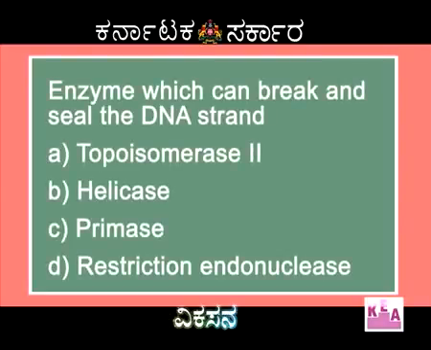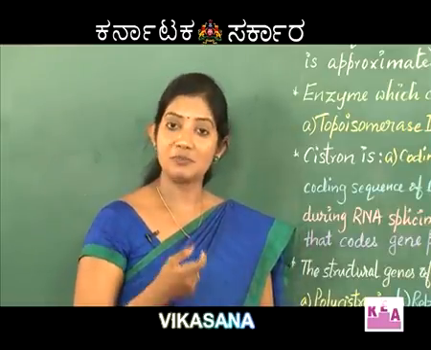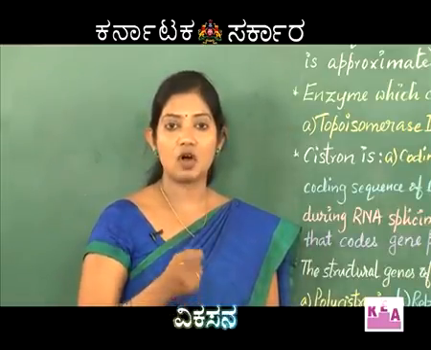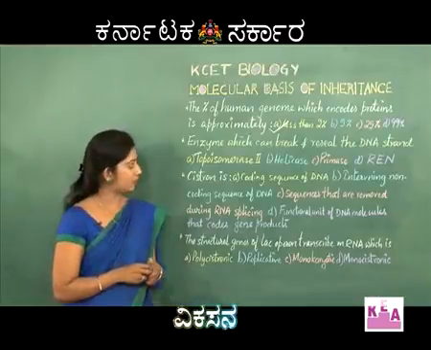Enzymes which can break and seal the DNA strand. You can see there are 4 options and all the options are nothing but enzymes. Let us start with the first one, topoisomerase. Topoisomerase 2 is the enzyme which is capable of breaking the DNA, what we call give a nick, and then again join it.